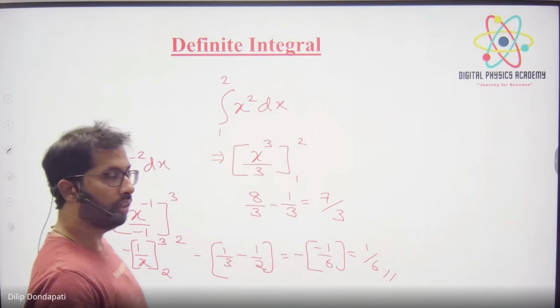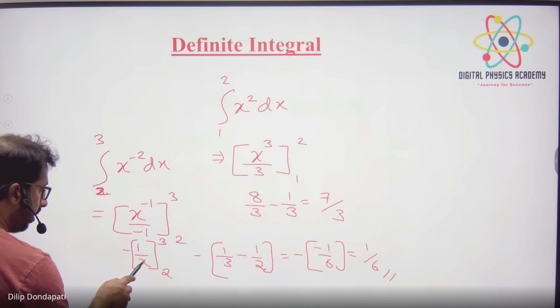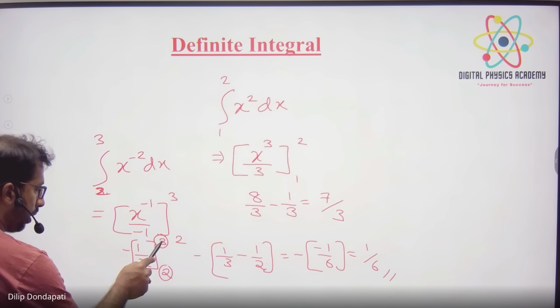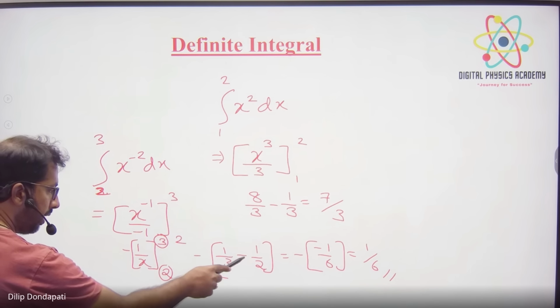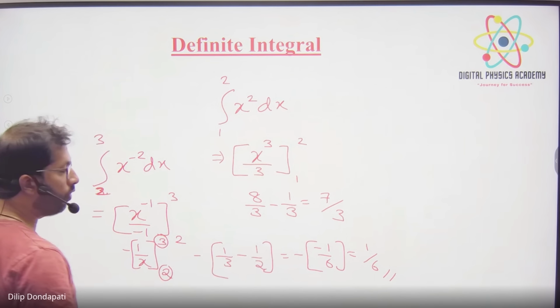In place of x in 1 by x, 3 is the upper limit and this is called the lower limit. First you substitute the upper limit. So 1 by 3 you substitute, minus, in place of x substitute 1 by 2. So if you do the LCM, we'll get 1 by 6.